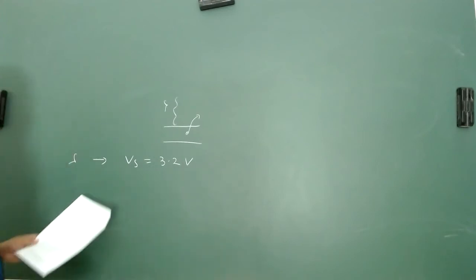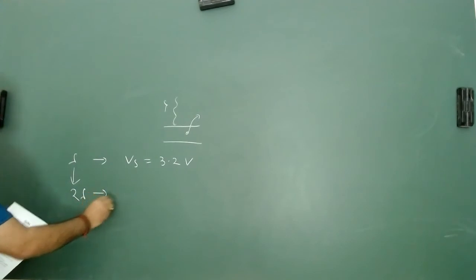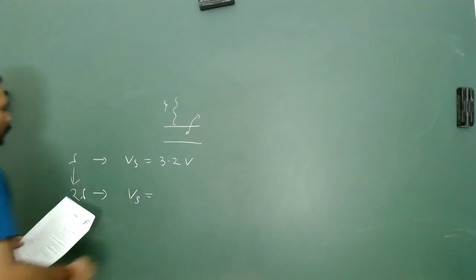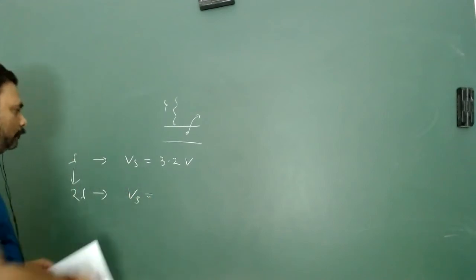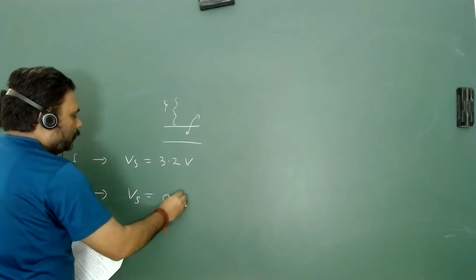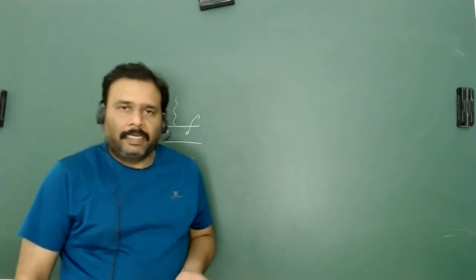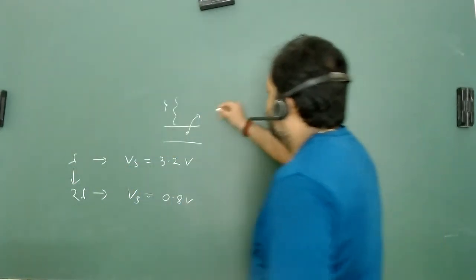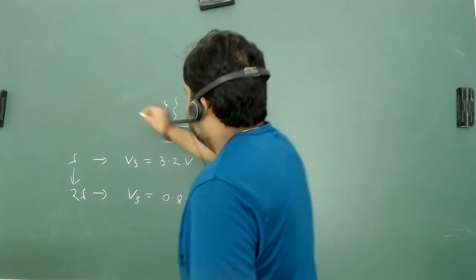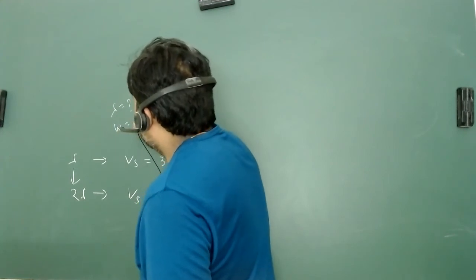And what is next? If this wavelength is doubled, if lambda changes to 2 lambda, then obviously the wavelength is increased, which means energy will decrease, which means the potential Vs will be 0.8 volt. So we have to find the value of lambda, and we have to find the value of the work function.